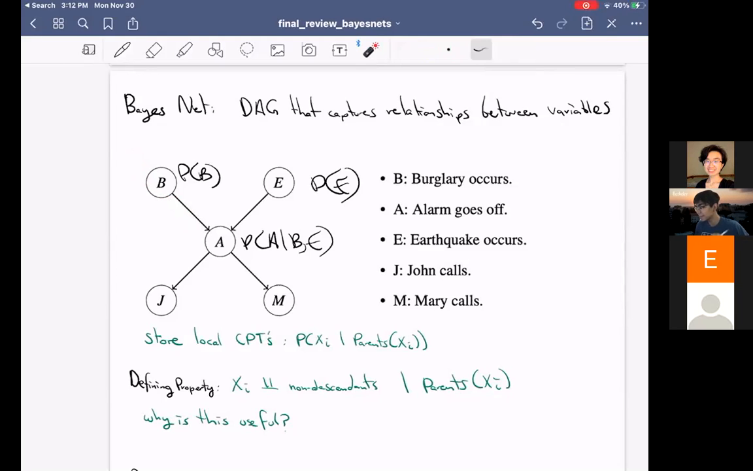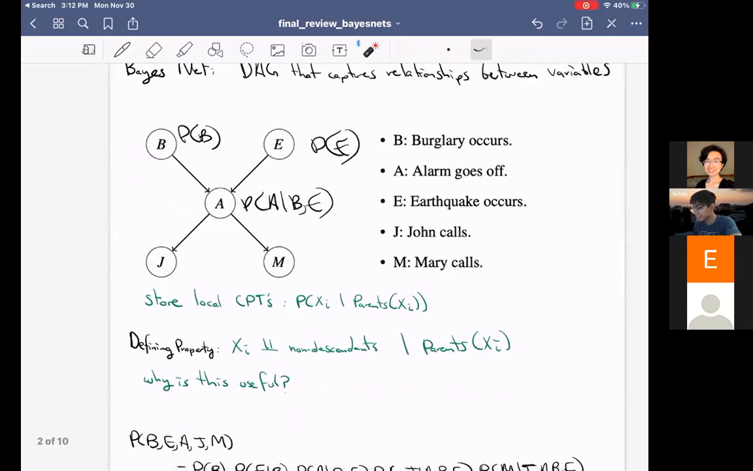Now, when we declare that we're only storing these probability tables, we lose something as well. We make a bunch of independence assumptions. And that actually is the defining property of BayesNets: a node Xi is independent of all of its non-descendant nodes given its parents. So given A, which is the parent of J, J is independent of all non-descendant nodes. It's independent of B given A, it's independent of E, and it's independent of M. That's the assumption we're making, and that's why the structure of the BayesNet is important to figure out what assumptions you're going to make.